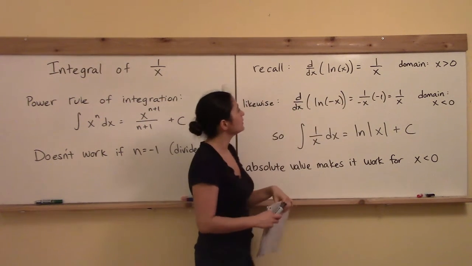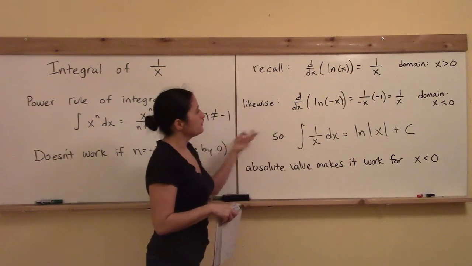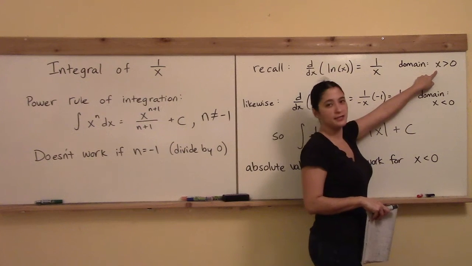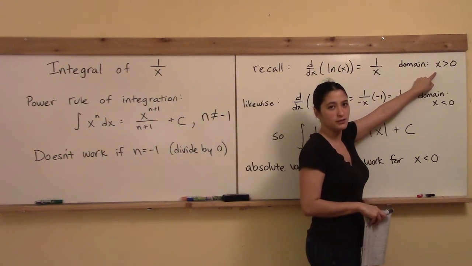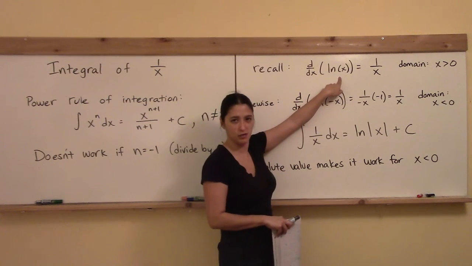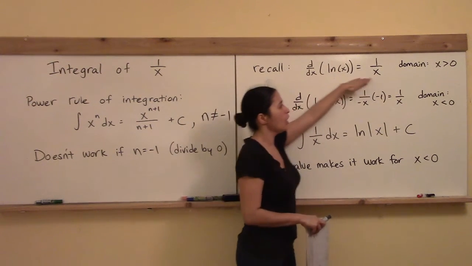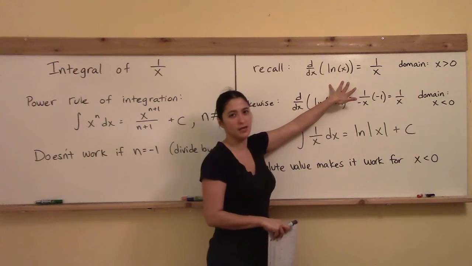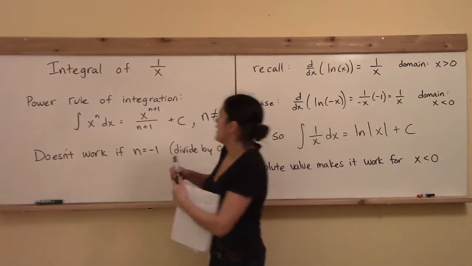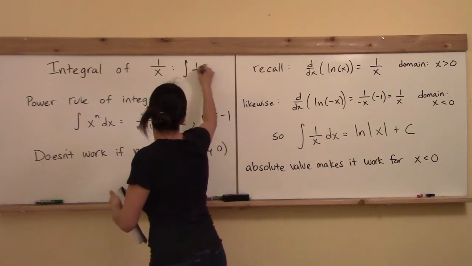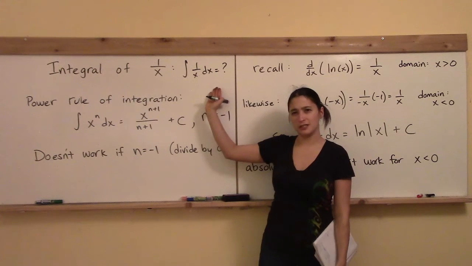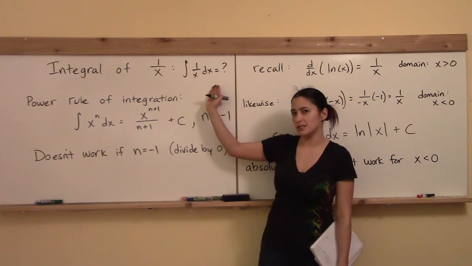Oh yeah, that's great. Okay, but keep in mind this only works on the domain where x is greater than 0, and that's because you can't take the log of a negative number, right? So this formula only works over positive x. But when I'm asking you to integrate 1 over x, really the question is the integral of 1 over x dx is equal to what? I'm not necessarily telling you that x has to be greater than 0.